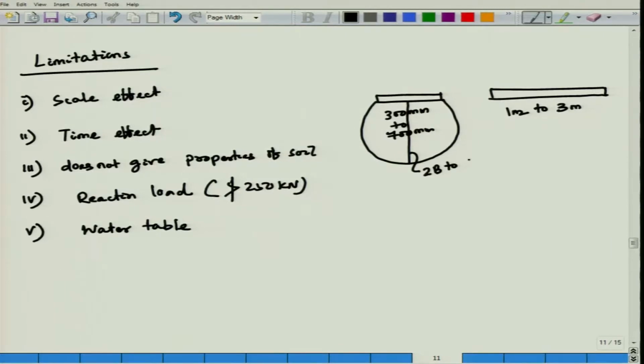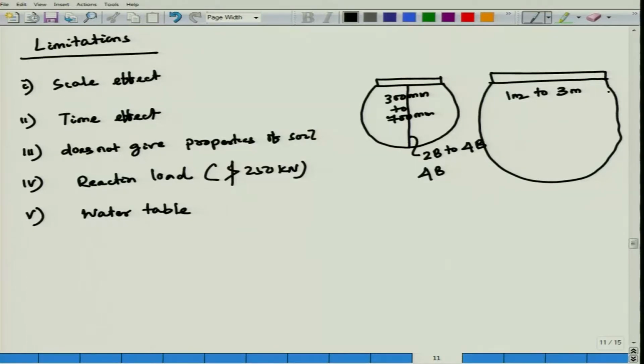2B to 4B. I can put it 4 times of B. Here pressure intensity will be, put it 4B, 4 into 3, here it will be at the depth of your 12 meter. Look at here, suppose it is 300 mm into 4, 1200 mm, 1.2 meter, here it is 12 meter.